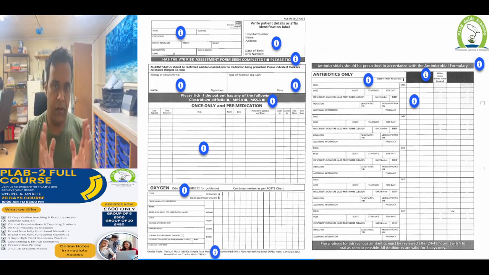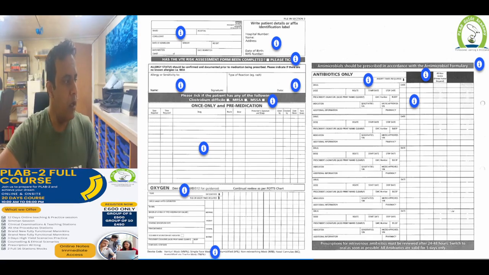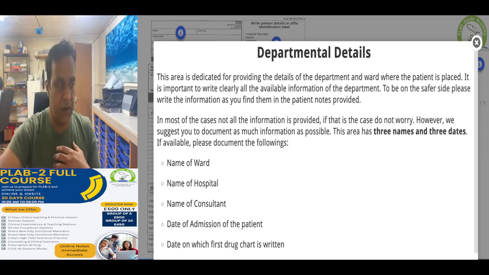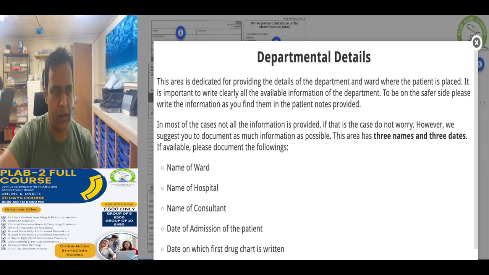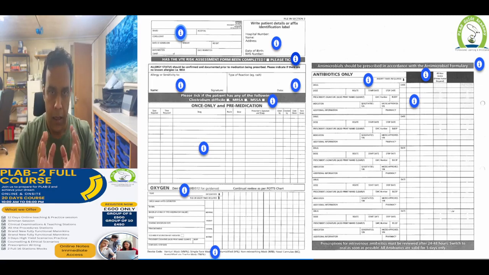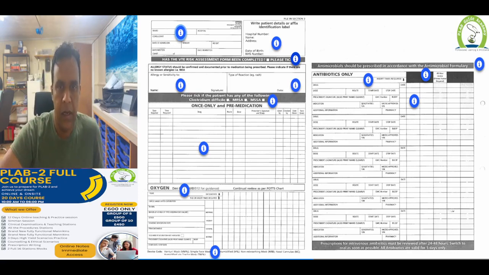I want to show you what the first page looks like and what are the components of the first page, where you have to write the important information. On the top, if you see, this is a place where they ask you to write the name of the consultant, department, and the date when you are writing this drug chart, as well as the date of the admission of the patient. So these are the important points that you need to write on the top left corner, and on the top right corner on page 1 is patient information place, where you have to write all the information about the patient.